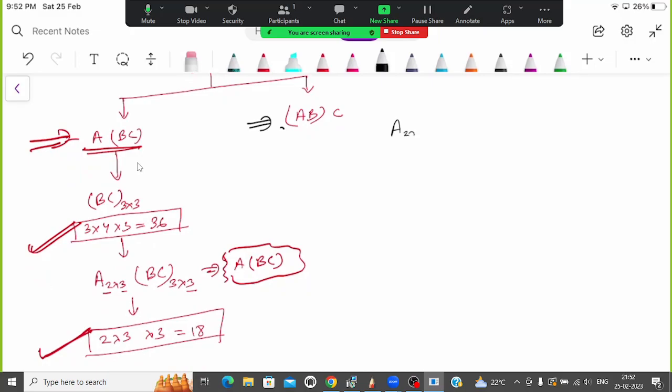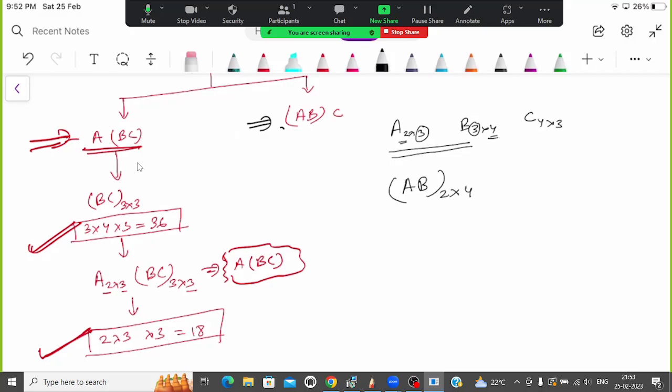A matrix is 2 cross 3 matrix. Matrix B is 3 cross 4 matrix. Matrix C is 4 cross 3 matrix. So we want to get AB matrix. In AB matrix, this 3 and this 3 is equal, so we will be able to multiply AB. And after multiplication we will get 2 cross 4 matrix.